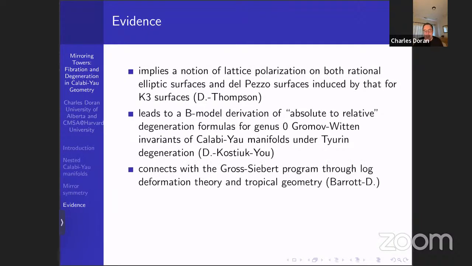This also connects with the Gross-Siebert program through log deformation theory and tropical geometry. This is an ongoing project with Lawrence Barrott, and it's also something that we're working on with Fenglong Yu. The reason for that is because, again, one would like to tie the DHT mirror, at least in some cases, to another form of mirror symmetry that's already been proved. Kanazawa related it to SYZ, and at least in the low-dimensional cases that he was looking at, SYZ followed. He was looking at low-dimensional cases, then also abelian varieties, and so there, SYZ was a known result.